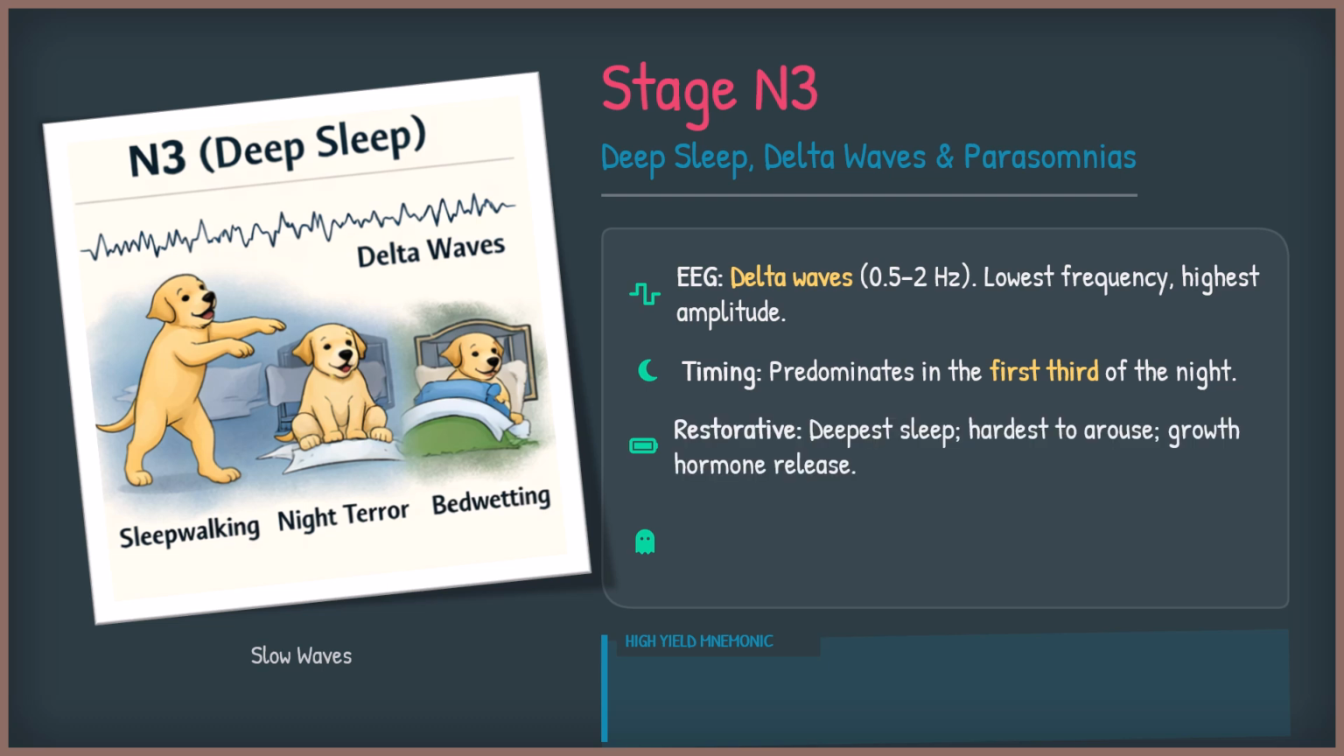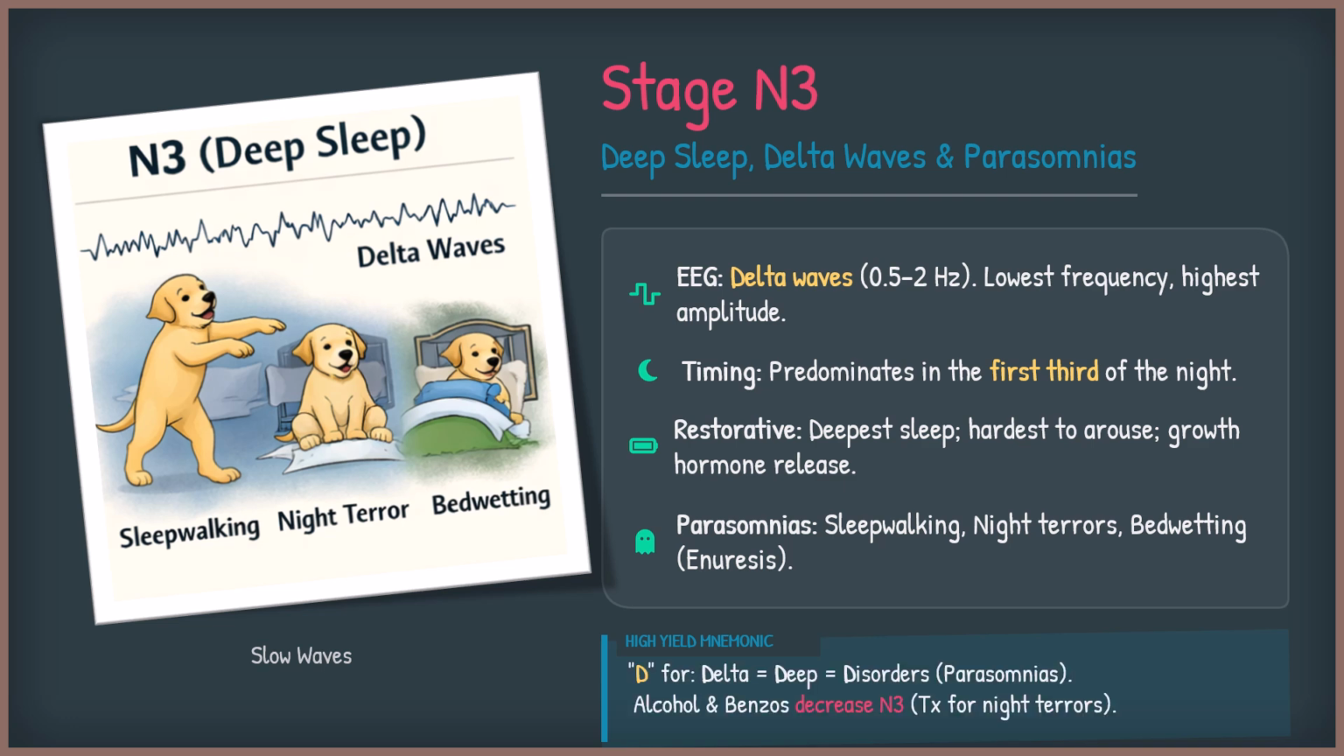Again, the deepest sleep, the hardest to arouse, and it's important to note, this is when growth hormone is released. You might get asked on that. This is when parasomnias occur. So this is when people sleepwalk, when people get night terrors, and when bedwetting occurs. These all can be asked on exams. So remember, D for delta waves, deep sleep, and disorders.